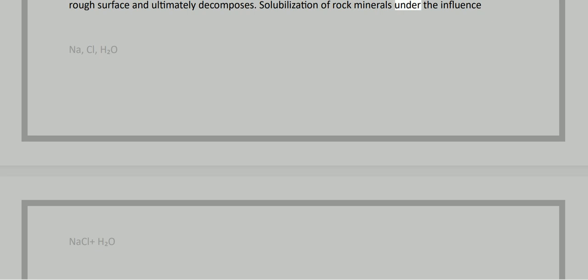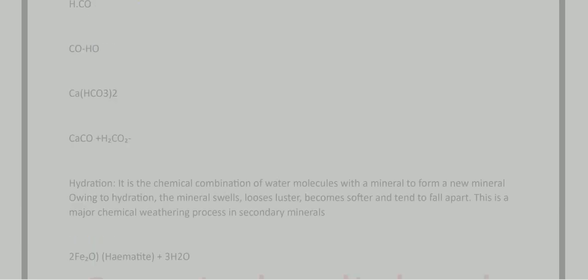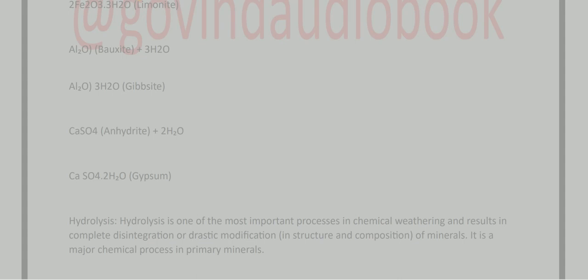Solubilization of rock minerals under the influence of water: NaCl + HOH, CaCO3 + H2O + CO2 → Ca(HCO3)2. Hydration. It is the chemical combination of water molecules with a mineral to form a new mineral. Owing to hydration, the mineral swells, loses luster, becomes softer and tends to fall apart. This is a major chemical weathering process in secondary minerals. 2Fe2O3 (hematite) + 3H2O → 2Fe2O3.3H2O (limonite), Al2O3 (bauxite) + 3H2O → Al2O3.3H2O (gibbsite), CaSO4 (anhydrite) + 2H2O → CaSO4.2H2O (gypsum). Hydrolysis.